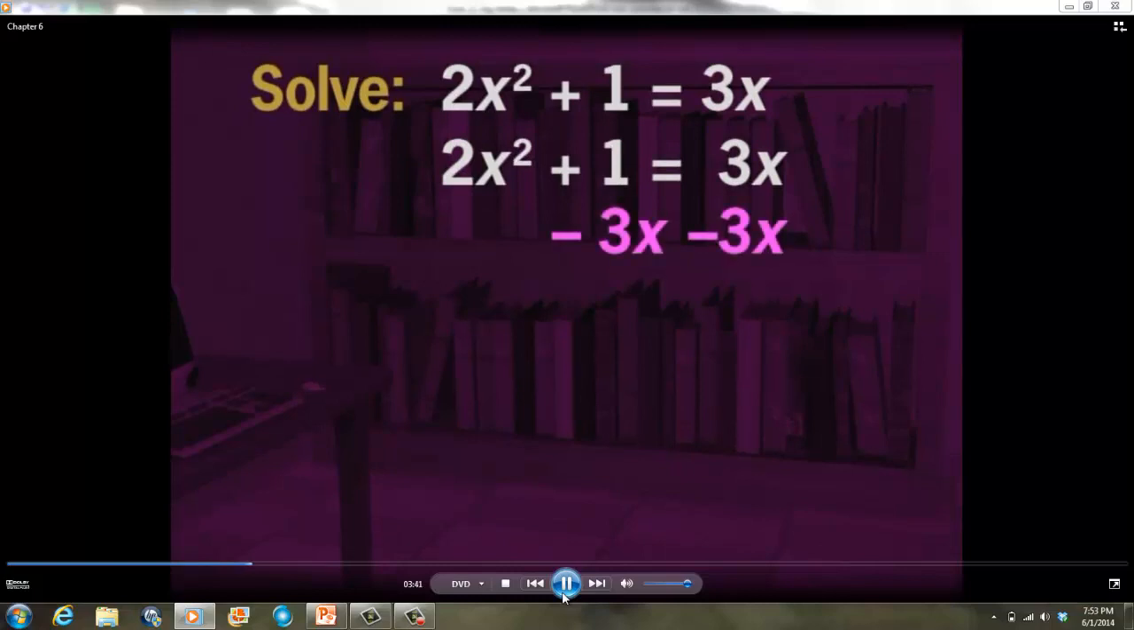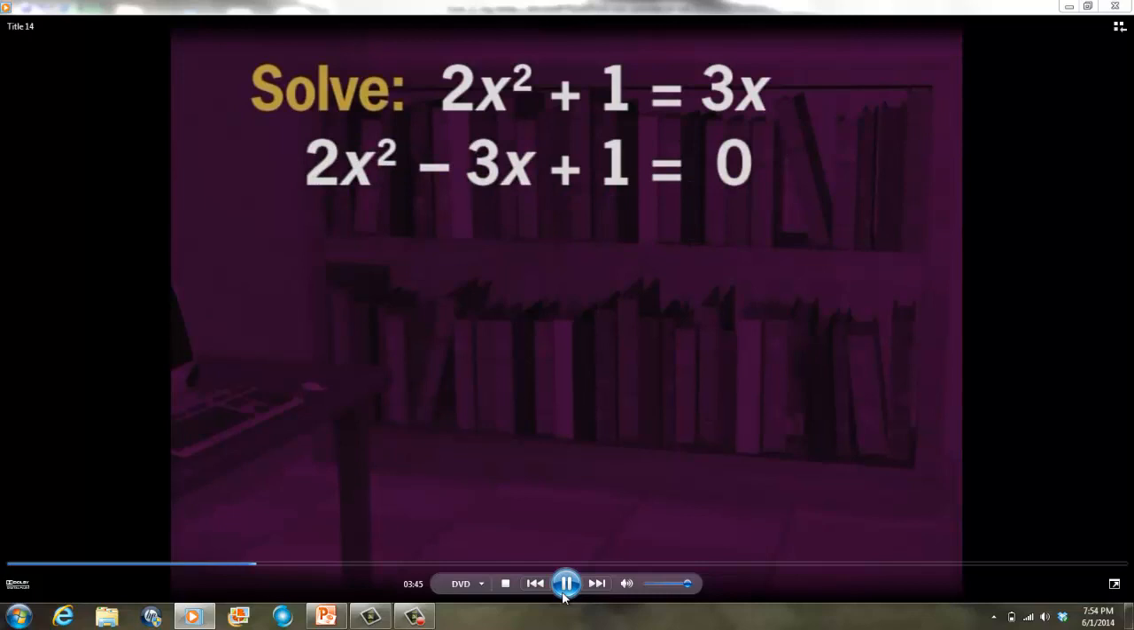First, we write the equation in standard form. We need to put all of the non-zero terms on the same side. So let's subtract 3x from both sides. 2x squared minus 3x plus 1 equals 0. Because the terms on the left are in descending order, this equation is in standard form.